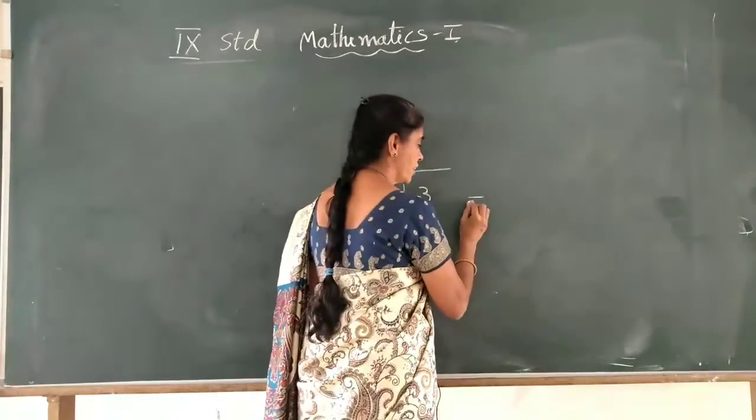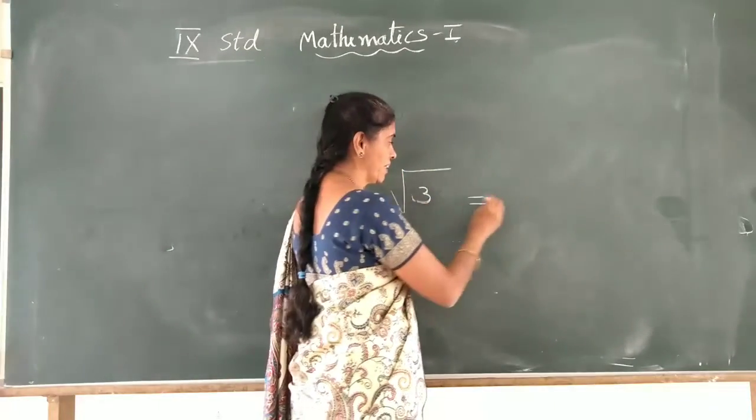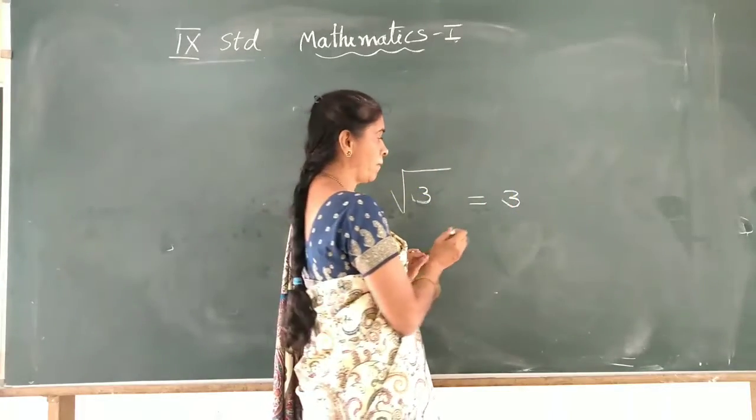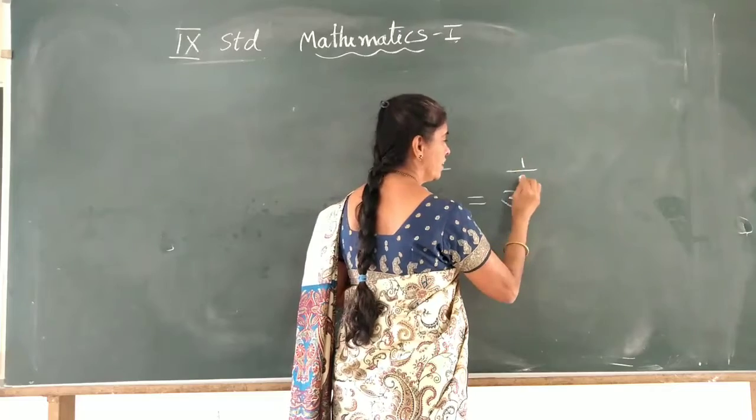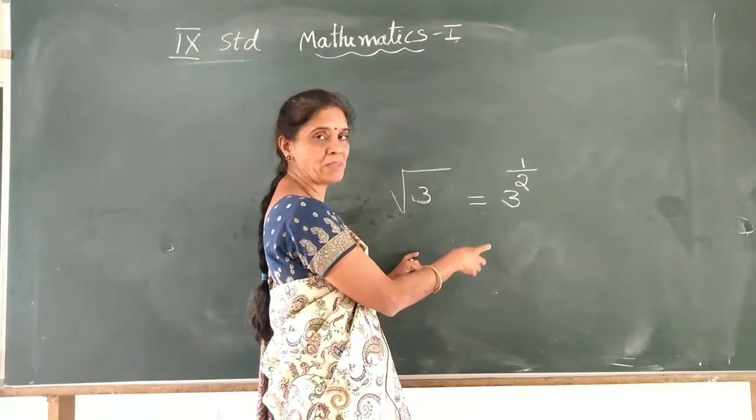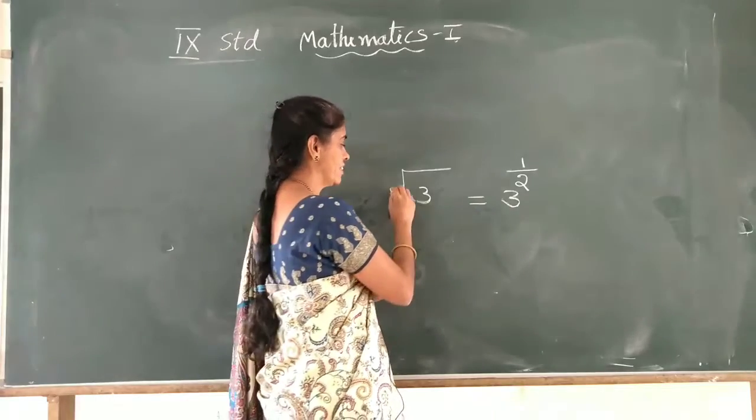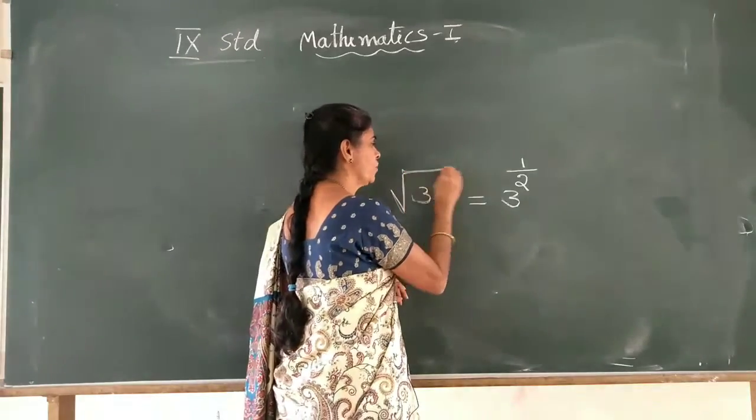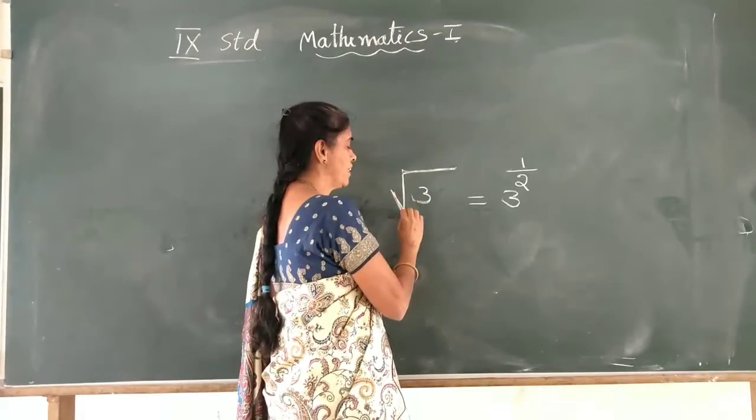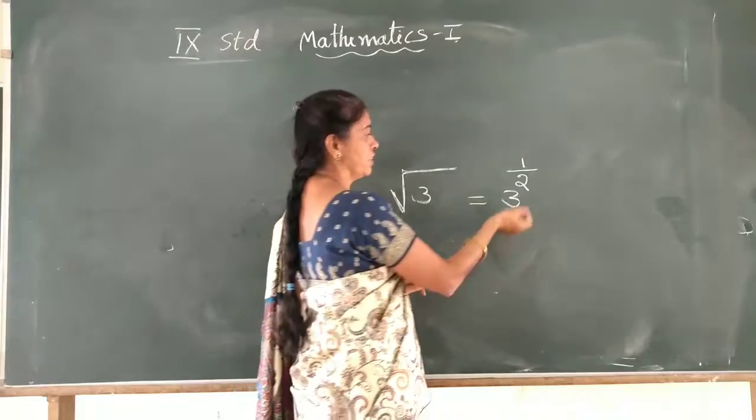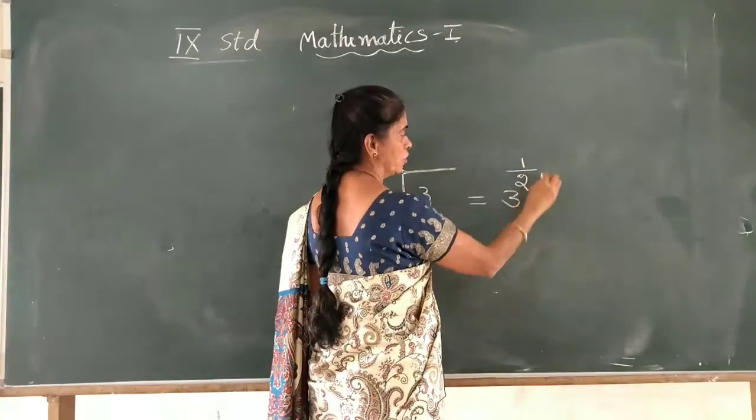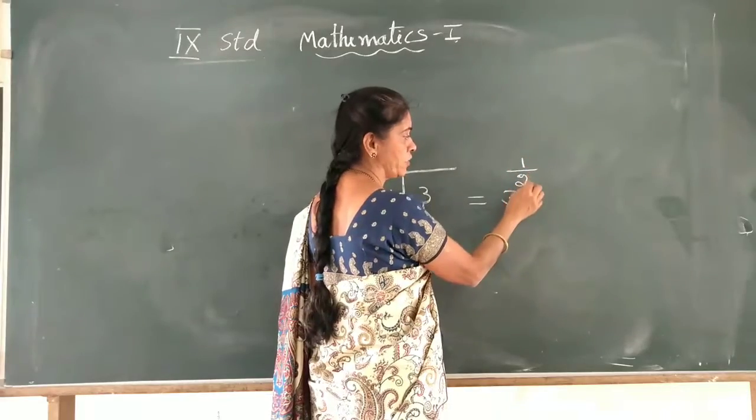According to the exponential form, this can be written as 3, the base is 3, to the power of 1 by 2. This is the method. Now, what is the rule? This is the square root. Usually the 2 we won't write here, but the meaning is square root of 3. So in exponential form, the square root is written as 1 by 2.